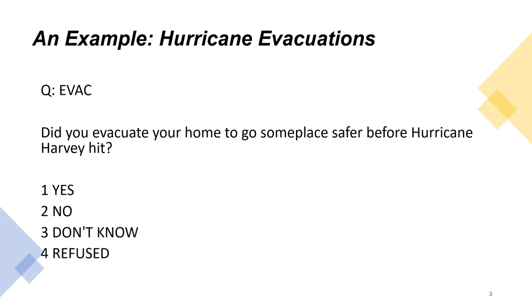So here we have an example where we are looking at evacuations before Hurricane Harvey hit. The question was, did you evacuate your home to go someplace safer before Hurricane Harvey hit? The responses could be yes, no, do not know, or refused in this case. So what was done to evaluate these responses is that all of the responses that were yes were coded as 1, and all of the other responses were coded as 0. So here we would be making the assumption that if the response was don't know or refused, they would be in the no category. So that turns this question into a yes-no type of question.